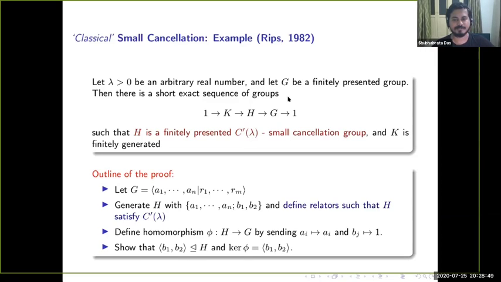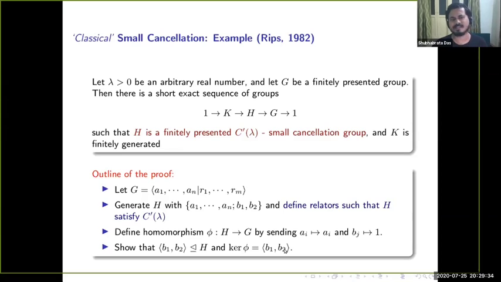If G's presentation is like this, then we would generate H with the same generating elements, and two other extra elements, and then define relators involving these, so that the relators would satisfy a condition like this. That would give H to be a small cancellation group. You define a homomorphism from H to G, you just send A_i to A_i and B_j to 1. And the kernel would be exactly normally generated by B1 and B2, and that's this finitely generated kernel.